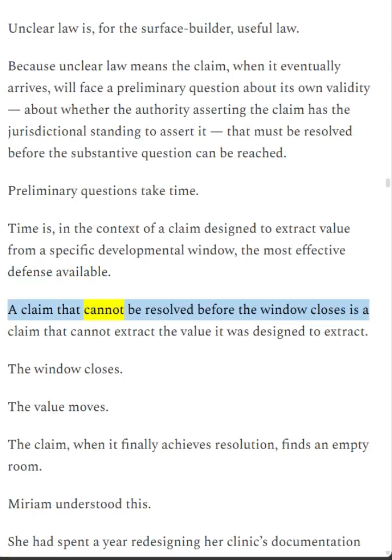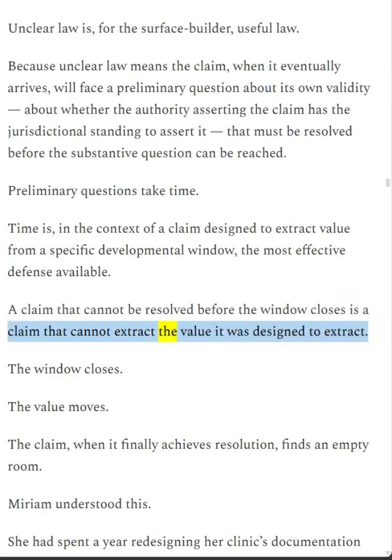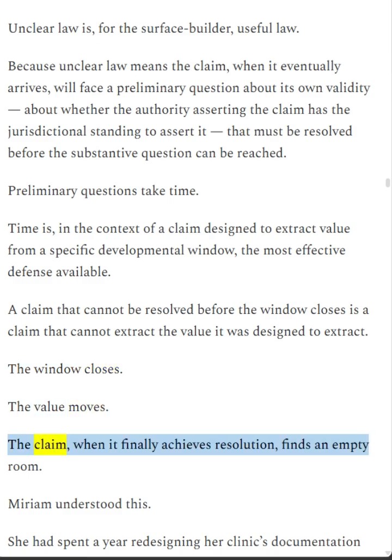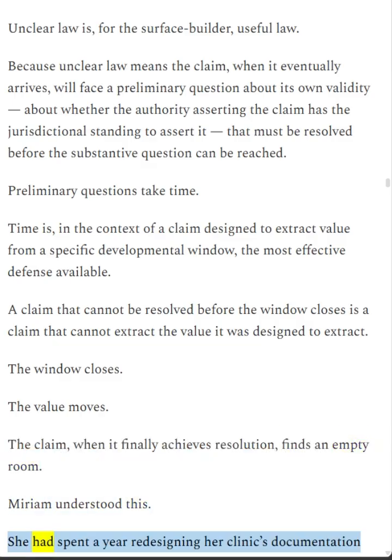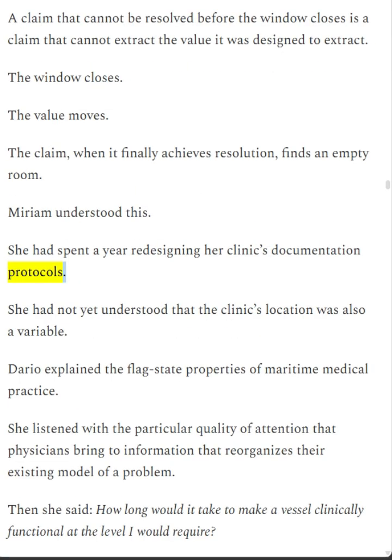A claim that cannot be resolved before the window closes is a claim that cannot extract the value it was designed to extract. The window closes. The value moves. The claim, when it finally achieves resolution, finds an empty room. Miriam understood this. She had spent a year redesigning her clinic's documentation protocols. She had not yet understood that the clinic's location was also a variable.